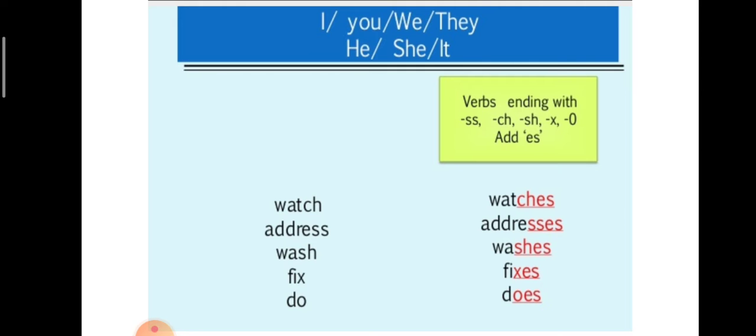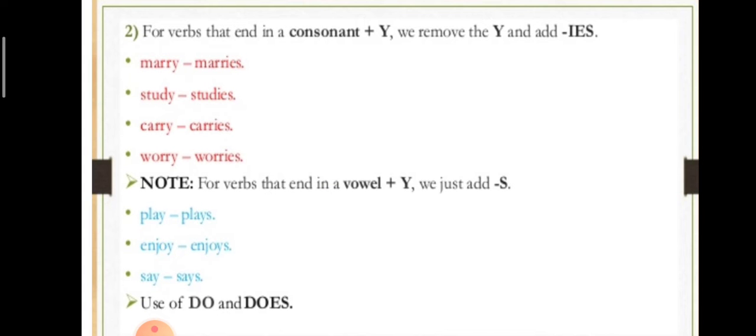Okay. So I, you, we, they, he, she, it. If the verb ends with these sounds, like watch, address, fix, do, you're just adding es to it. Second, for the verb that ends with a consonant plus y.